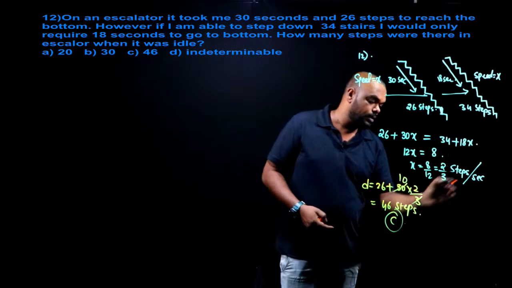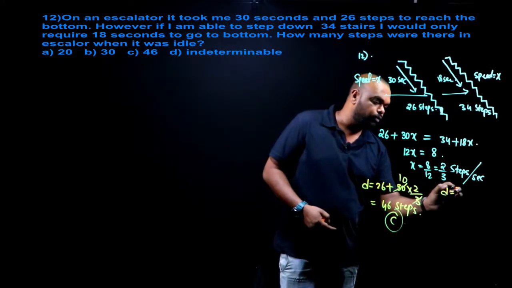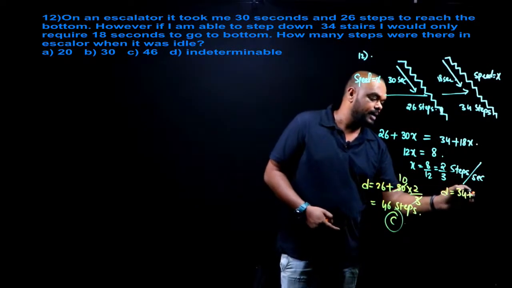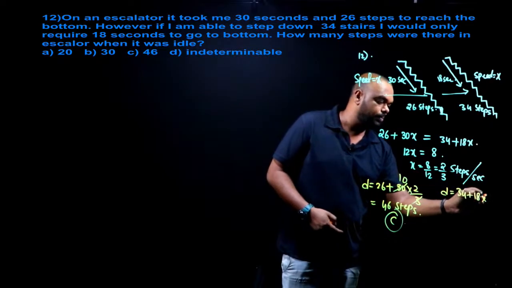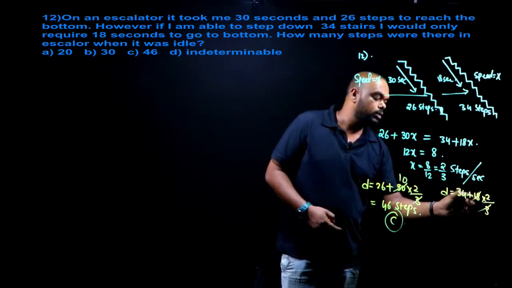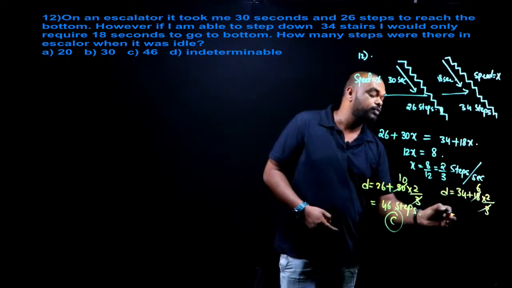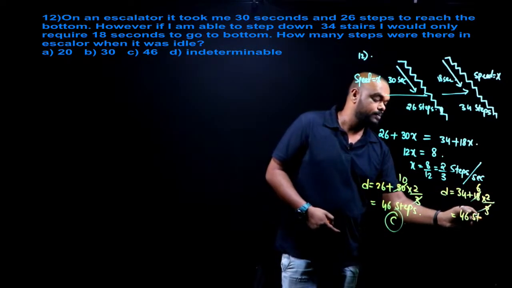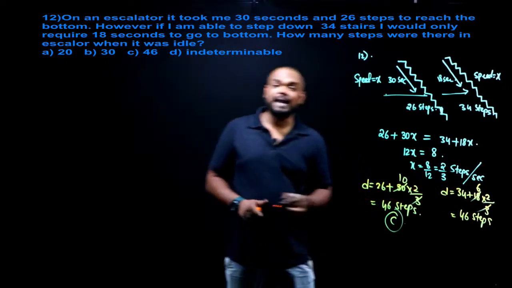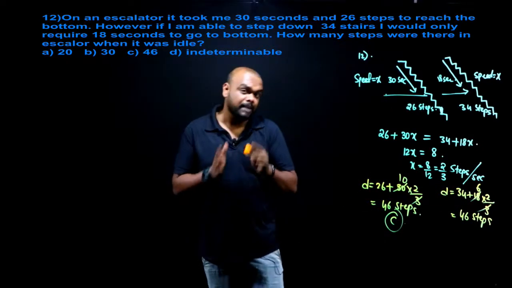What happens here? Distance is 34 plus 18x. 18, what is x value? 2 by 3. 3 into 6, 6 into 2, 12. 12 plus 34, once again 46 steps. In either place you can apply it, okay? I know it is slightly confusing. I'm repeating it one more time.